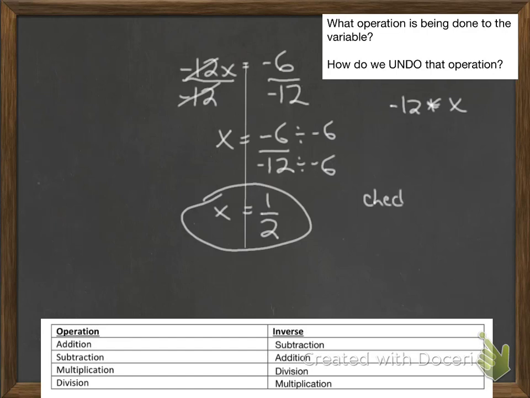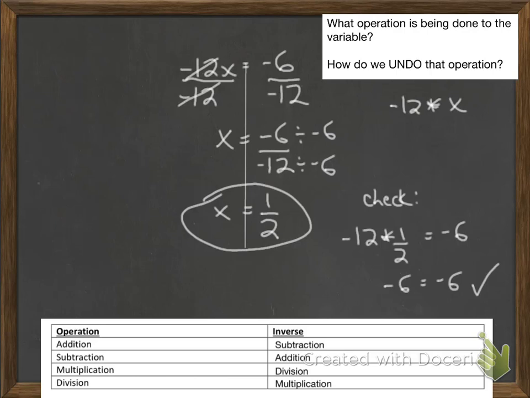Let's check our math on that. I have negative 12 times 1/2 equals negative 6. Type that into your calculator or do it in your head, and it is absolutely true. Negative 6 equals negative 6, so our answer is correct.